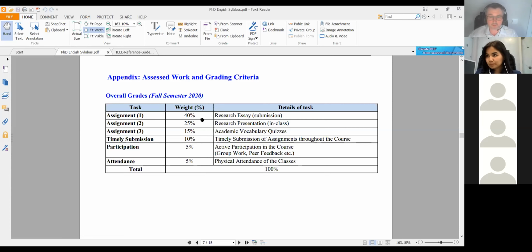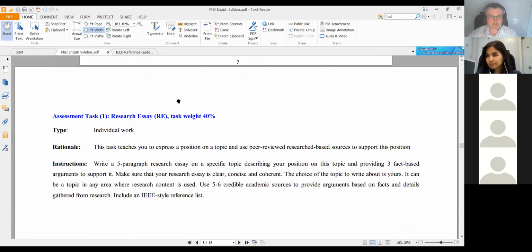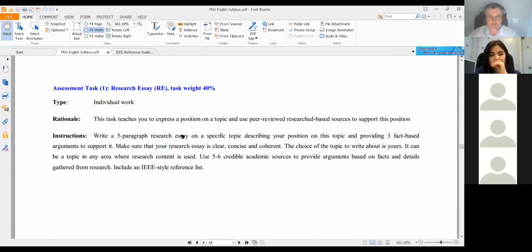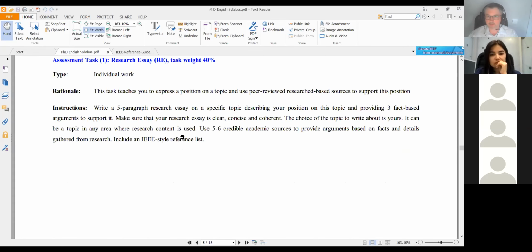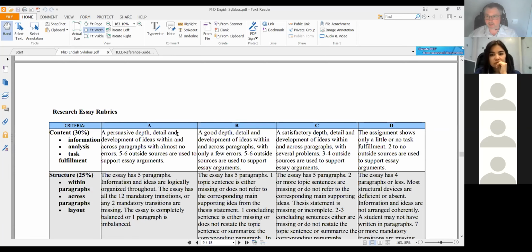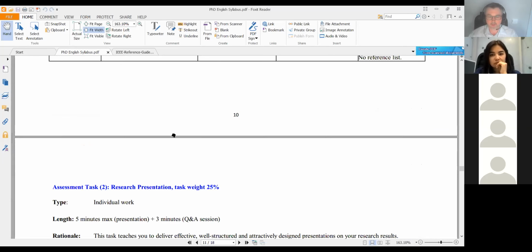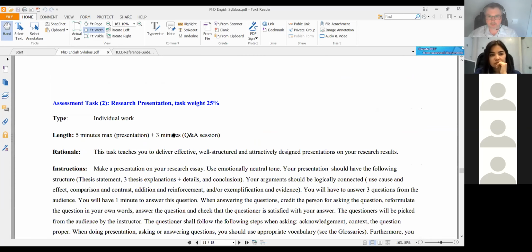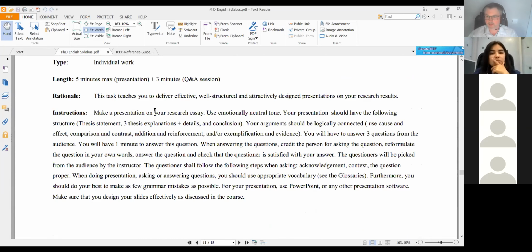Now, if you scroll down, you will see the details on every task, okay? So details on the research essay and the grading criteria, okay? The details on the research presentation, the description of what exactly you're going to do.